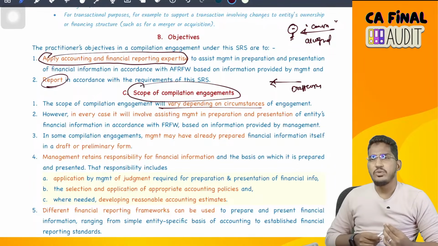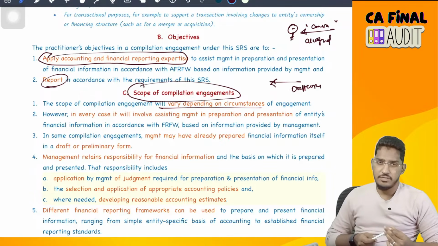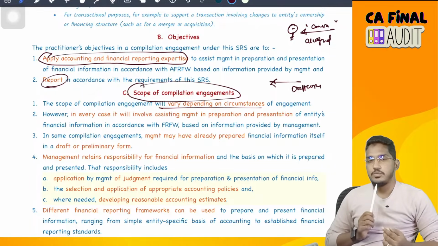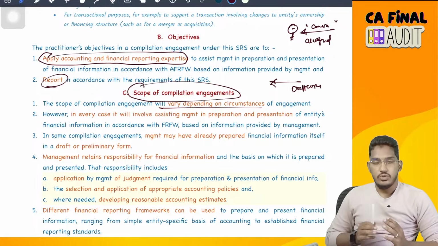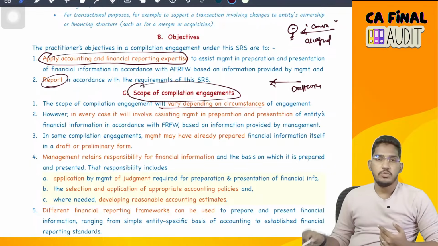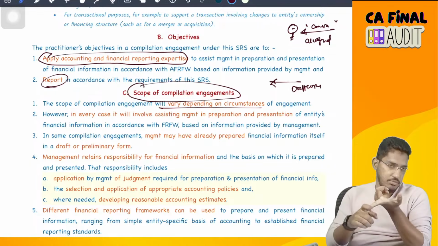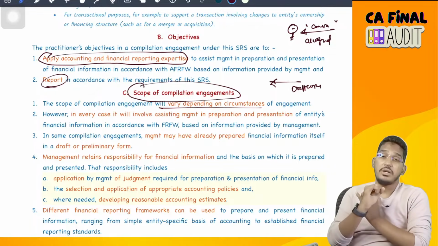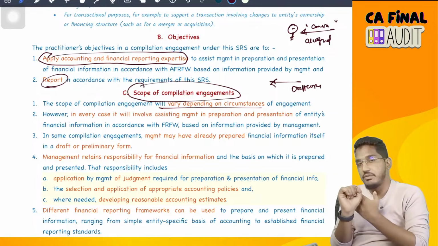It is whose responsibility to determine which estimates and assumptions will be appropriate? It is whose responsibility to make judgments? As a practitioner, should you do it, or is it the responsibility of the management only? It is the responsibility of the management only. So even though you are only using your expertise to assist them, the ultimate responsibility for making judgments rests with whom? Management only.